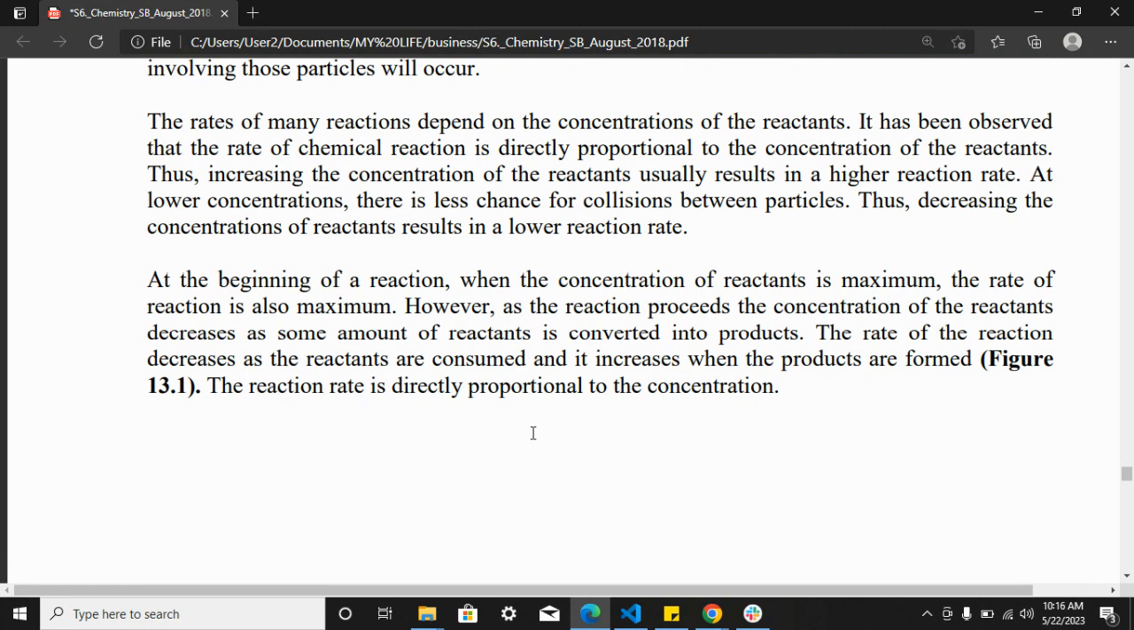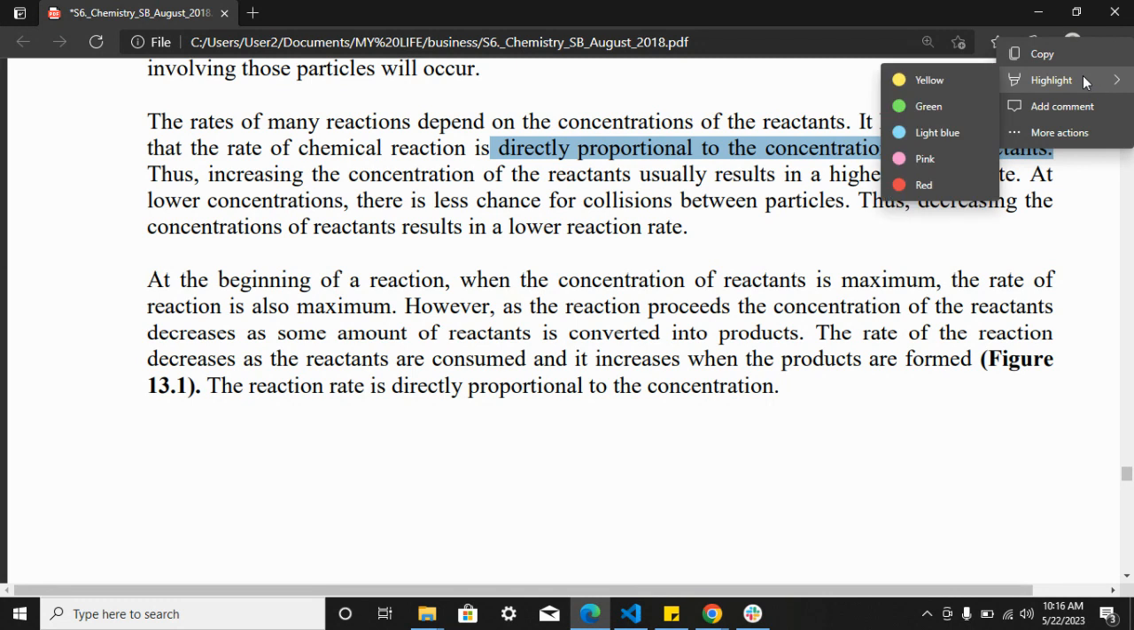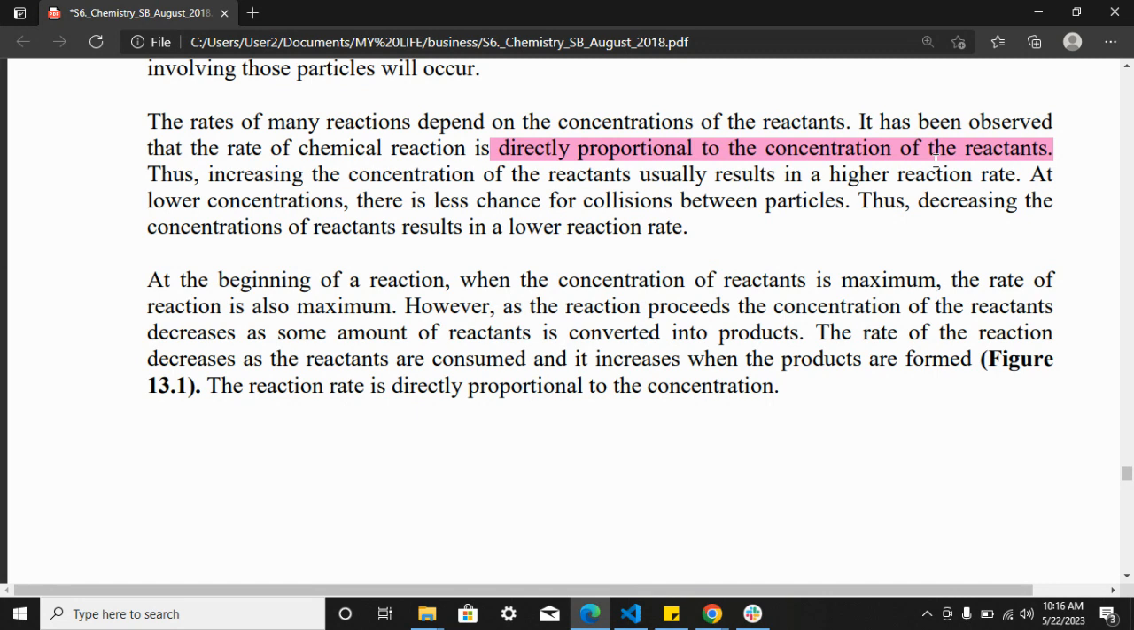The rate of many reactions depends on the concentrations of the reactants. It has been observed that the rate of chemical reaction is directly proportional to the concentration of the reactants. Something directly proportional means if one thing increases, the other also increases. If it decreases, the other also decreases.